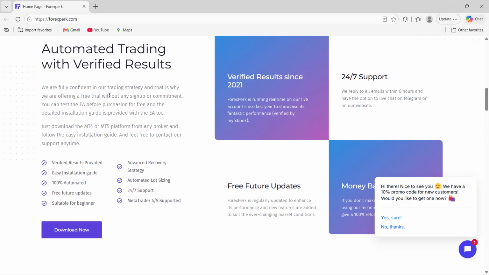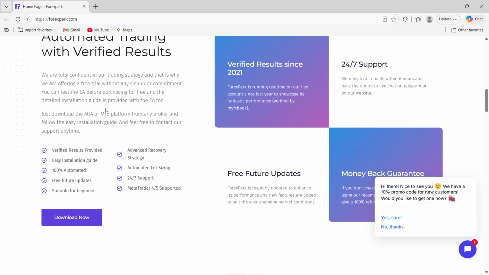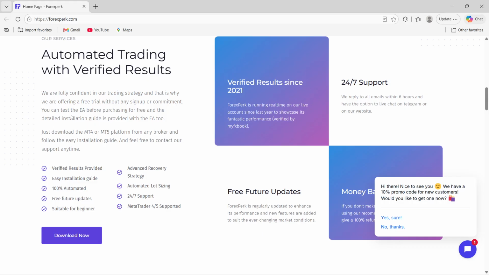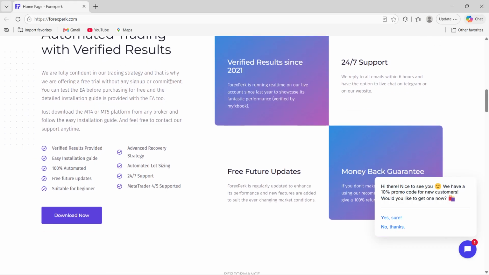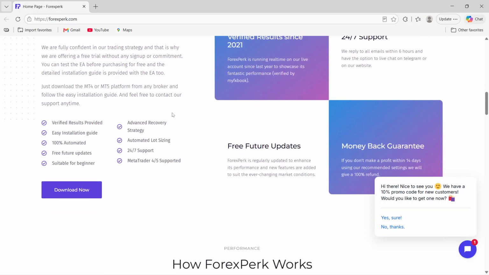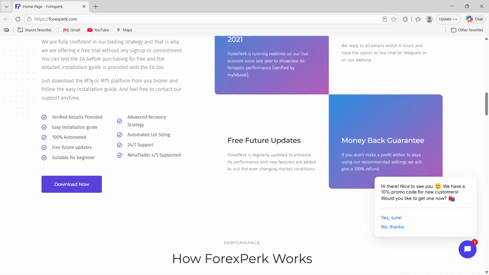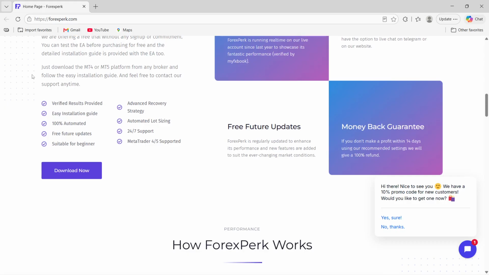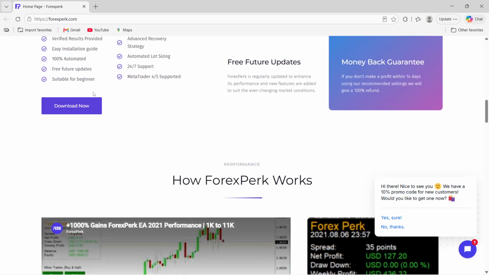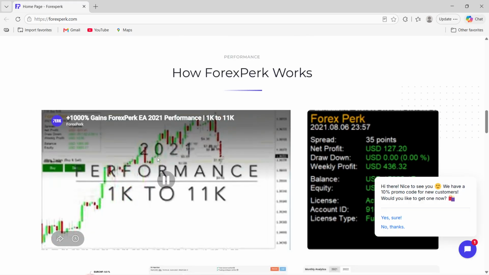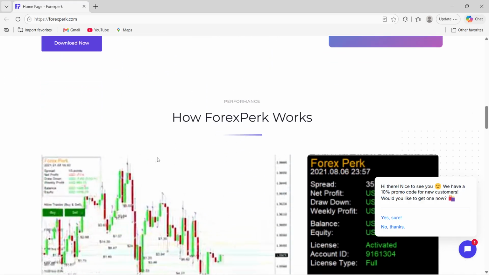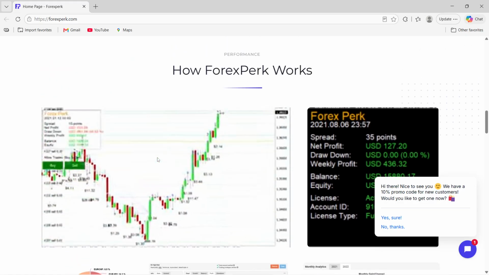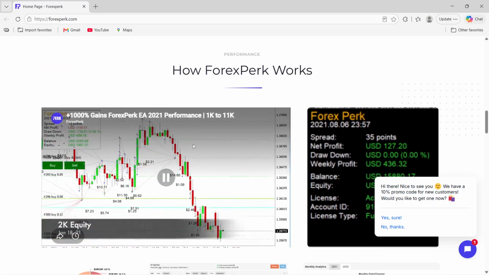So they claim to be fully confident in their strategy, and that's why they are offering a free trial without any sign up or commitment. So you can just download the MT4 or MT5 platform from any broker and follow the installation guide, and also feel free to contact the support anytime. So here's the link for download, so you can check that out and see how it works for you before considering using it in a live account.